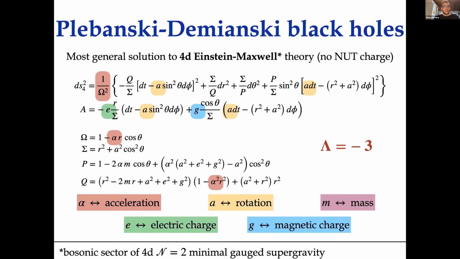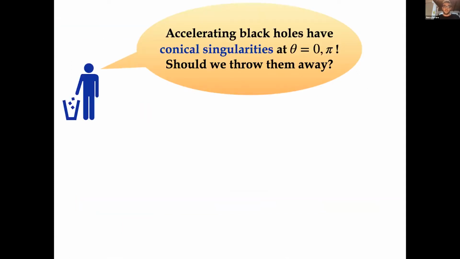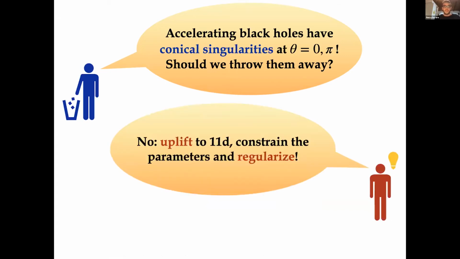The most important feature is that we consider accelerating black holes, and this is reflected in the presence of this overall warping function. This has been considered already in various works, but I will present some features related to acceleration which are somehow new. Accelerating black holes have conical singularities at the poles of the horizon, which in these coordinates correspond to theta equals 0 and pi. So one can wonder whether we should just throw away these solutions. Of course, the answer that we provide is no.